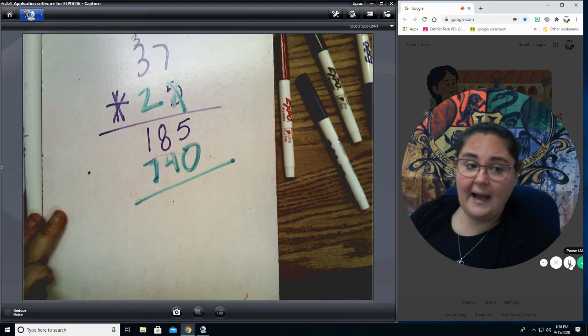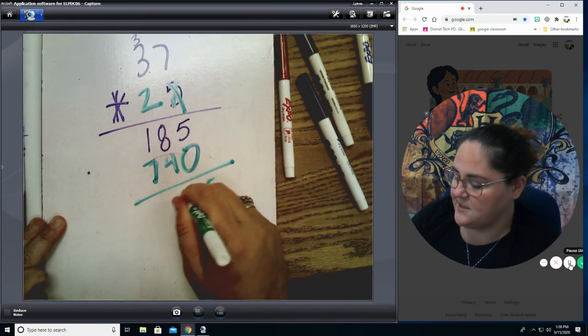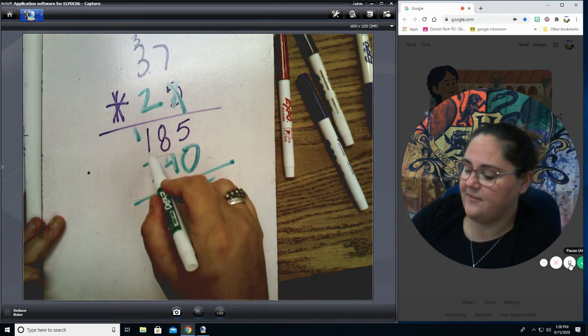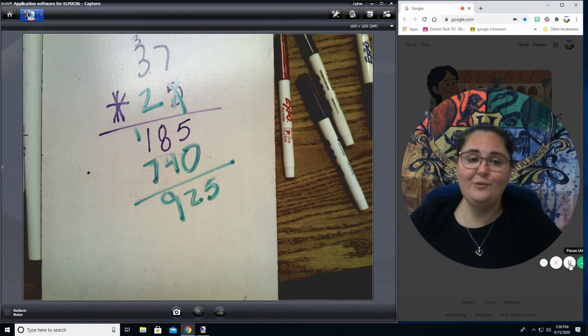And now I get to add. 5 plus 0 is 5. 8 plus 4 is 12. Carry my 1. 7, 8, 9. 925. That's how you do this problem.